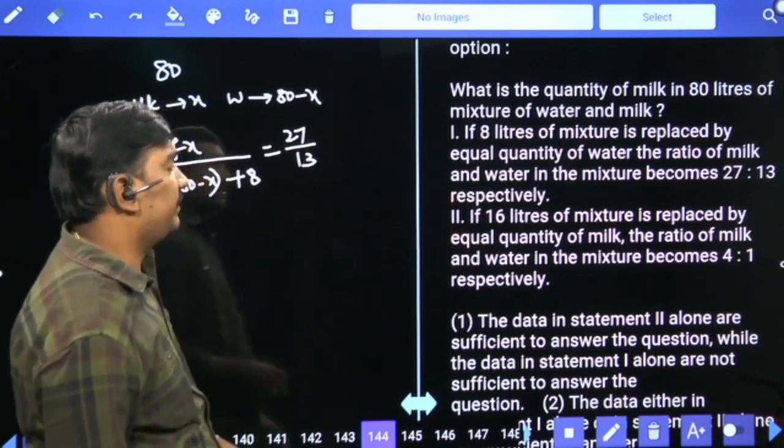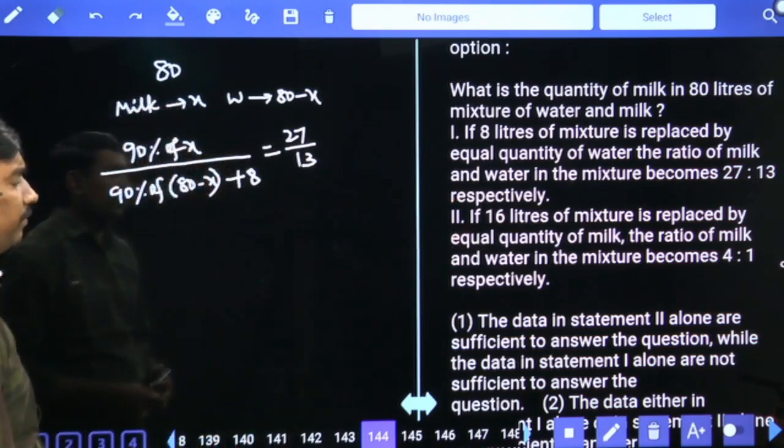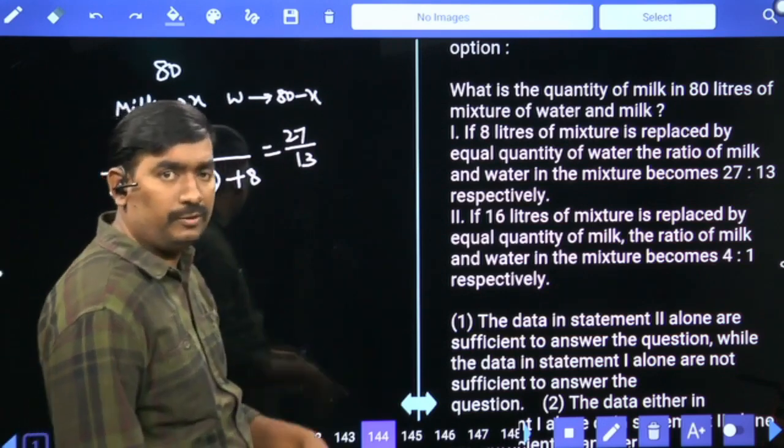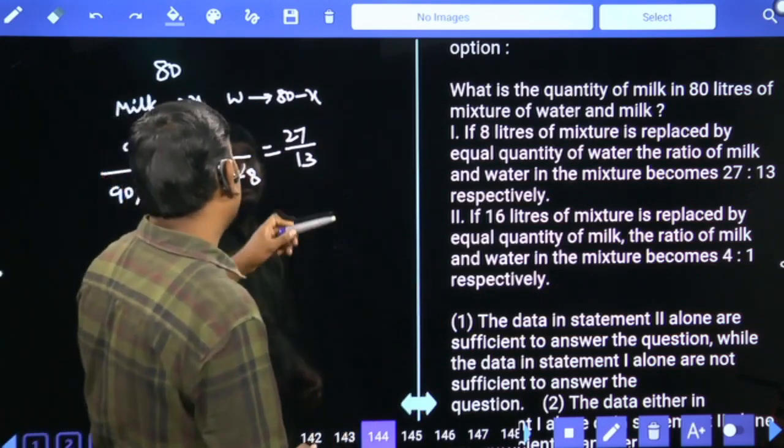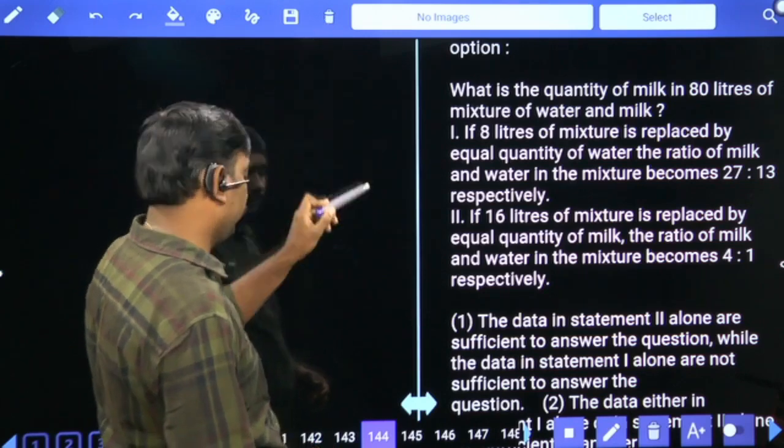16 liters of the mixture is replaced by an equal quantity of milk. The ratio of milk and water in the mixture now becomes 4:1. 2 also we can say the answer. Either 1 or 2.